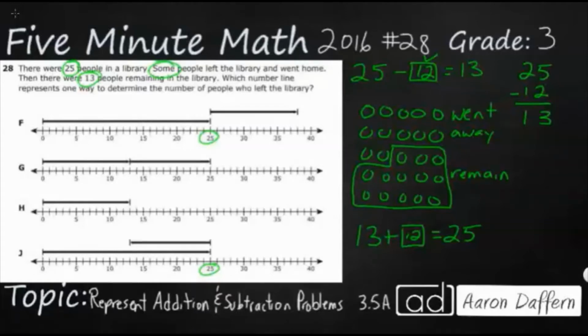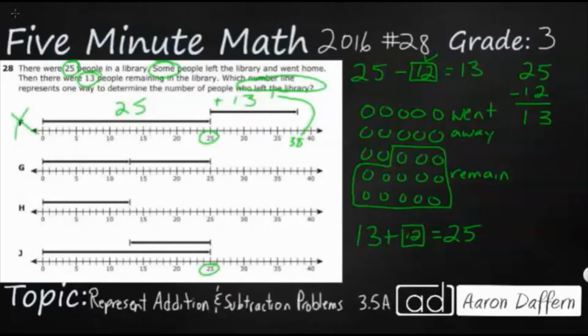So on F here we have 25, and then it looks like that goes up to 38. So what they do is they have 25, and then you see how the arrow goes to the right. That means we're going to add this 13, which gives us a total of 38. And the problem is we're looking for the number of people who left the library. 38 people did not leave the library because only 25 people were in there to begin with. They just took the two numbers and added 25 and 13. And obviously that is not what we did.